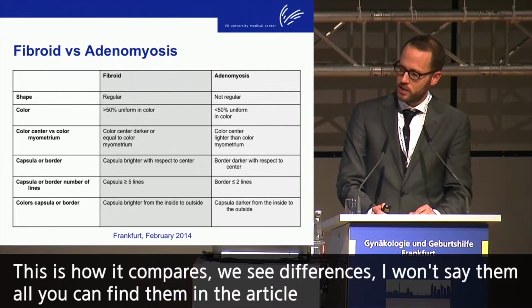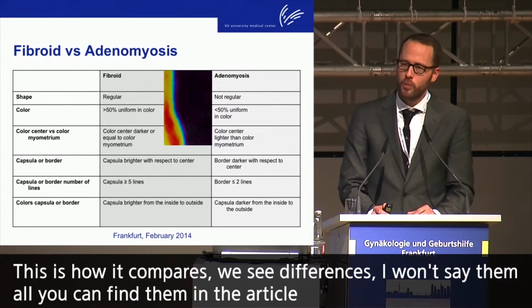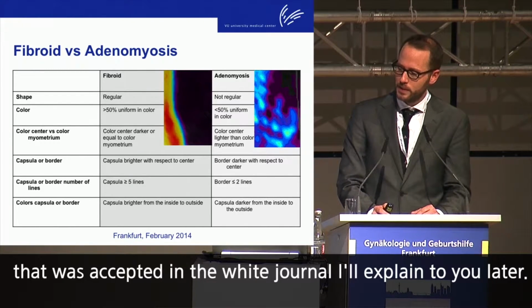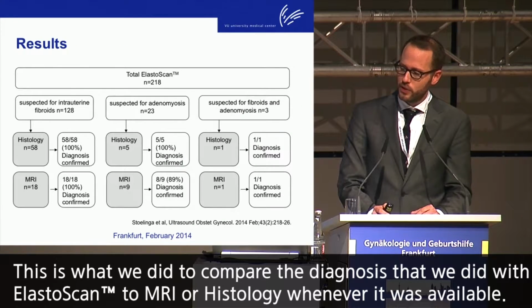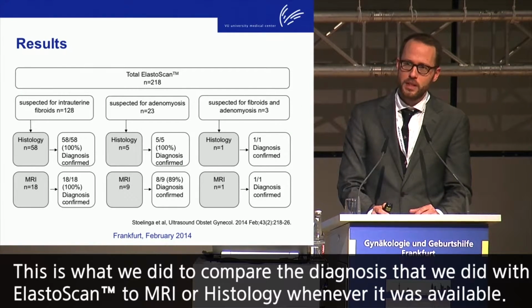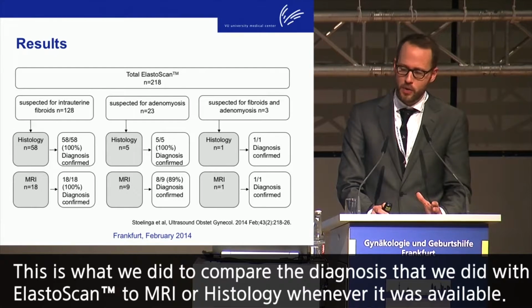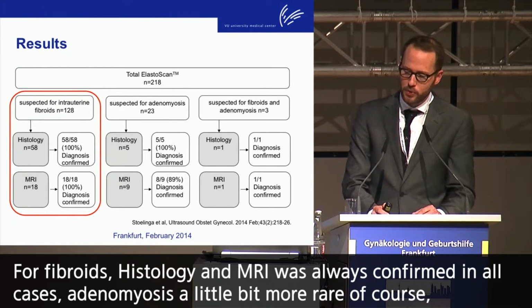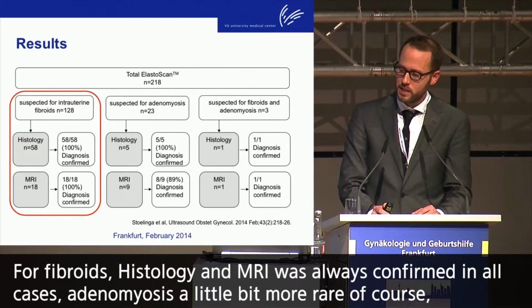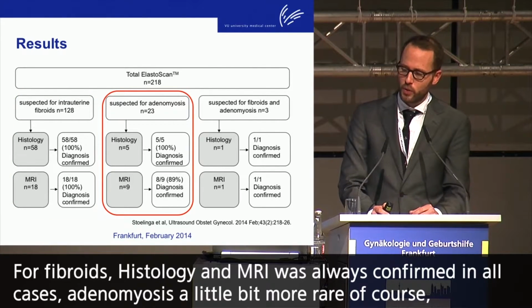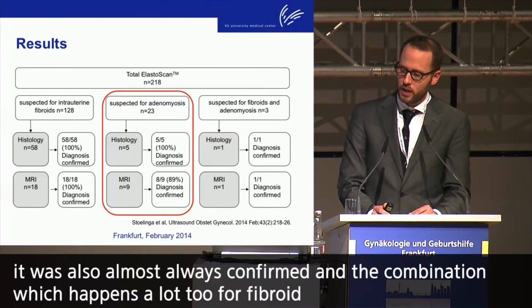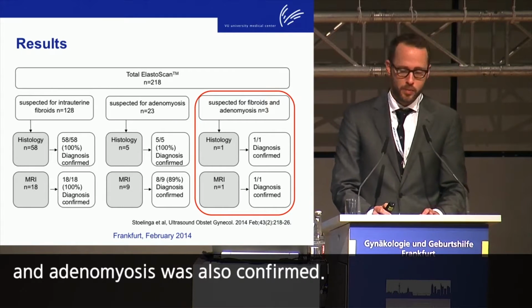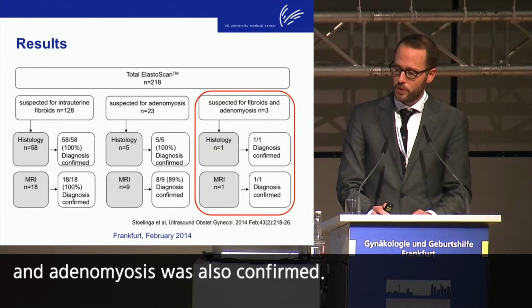We see differences. Well, I won't say them all, and you can find them in the article that was accepted in the White Journal. I will explain to you later. This is what we did to compare the diagnosis that we made with elastoscan to MRI or histology whenever it was available. For fibroids, histology and MRI always confirmed it in all cases. Adenomyosis, a little bit more rare, of course, was also almost always confirmed. And the combination, which happens a lot too for fibroids and adenomyosis, was also confirmed.